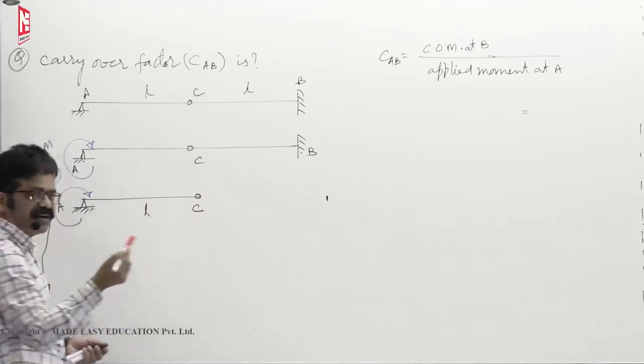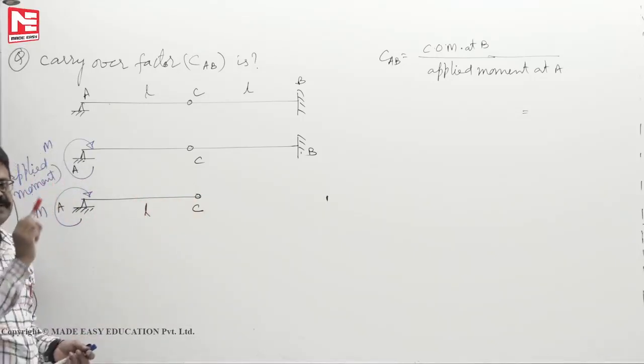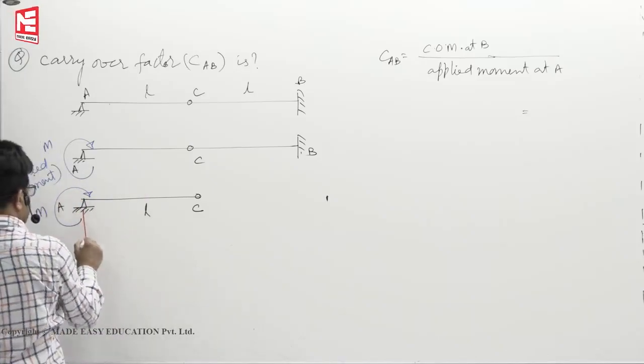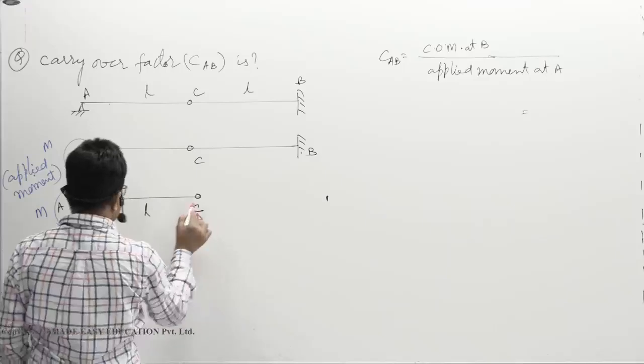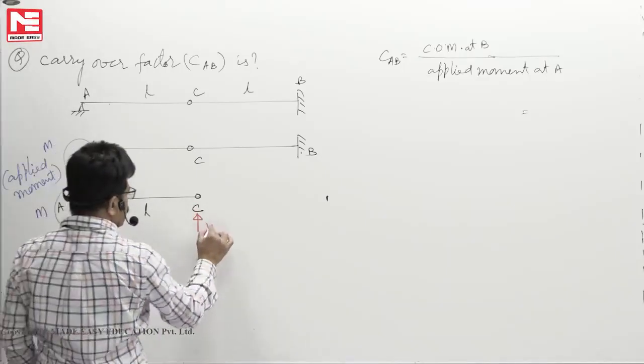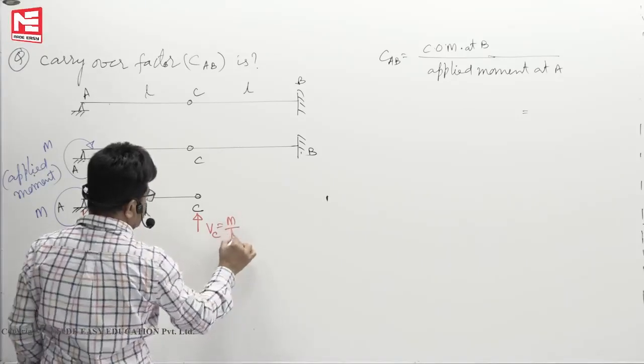Anti-clockwise, because a hinge cannot give any anti-clockwise moment, it is the hinge pin. So if this is clockwise, an anti-clockwise reaction will develop like this. This is VA, M by L. VC is also M by L.